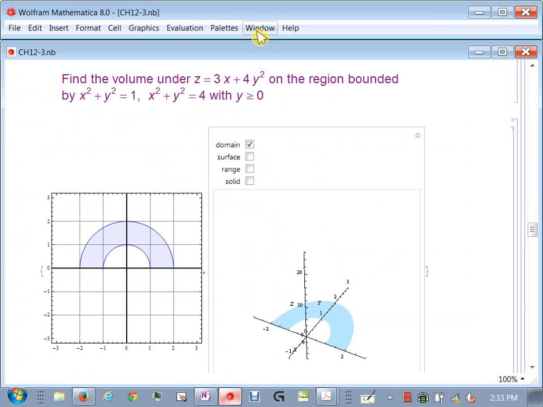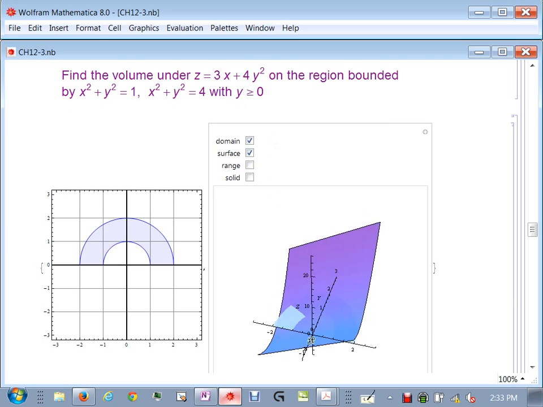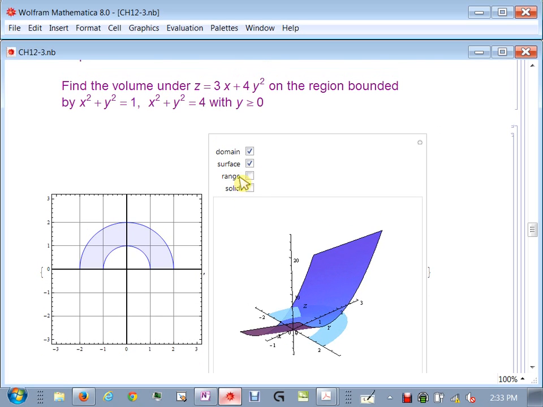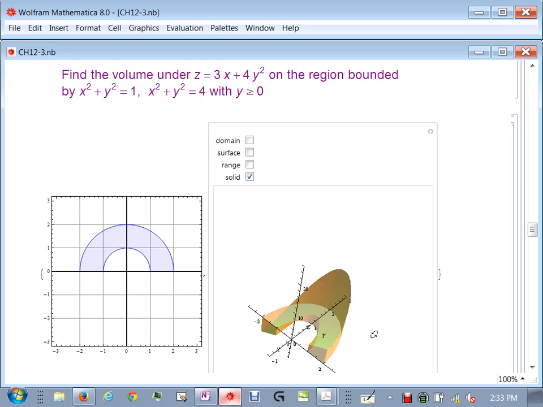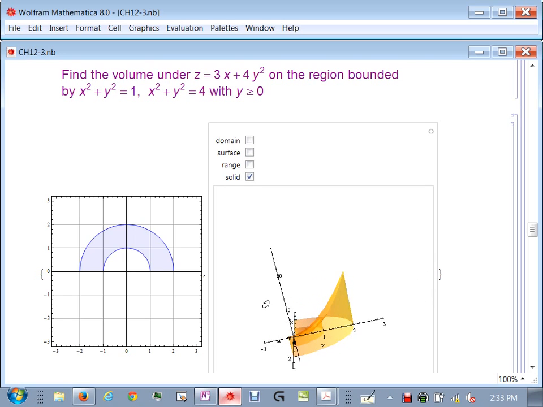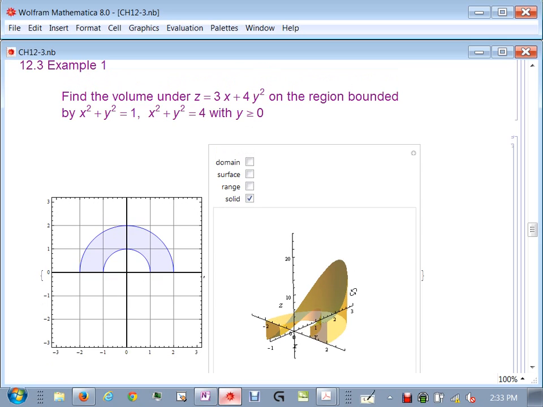So the next one, here's the picture, just FYI. We had the surface here. We had our region on the ground. We were going to find the volume of that solid right there. It's kind of a cool looking shape, isn't it? So that's what that double integral would yield.